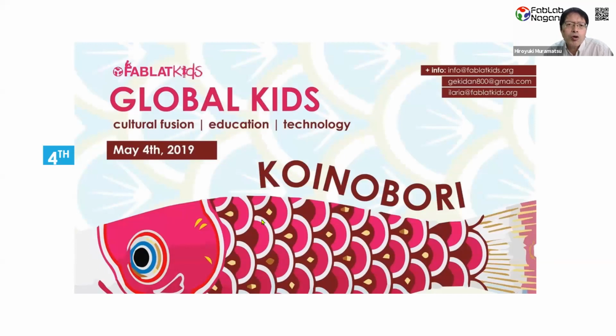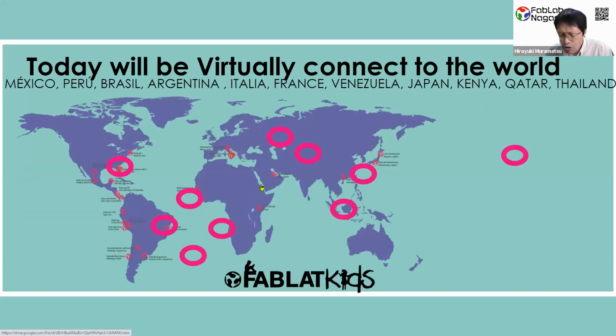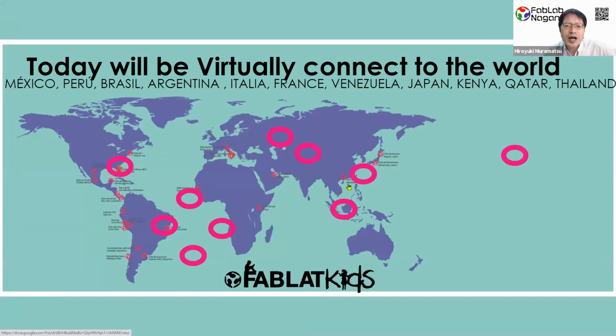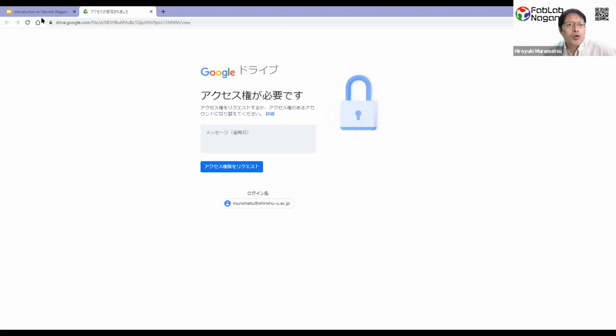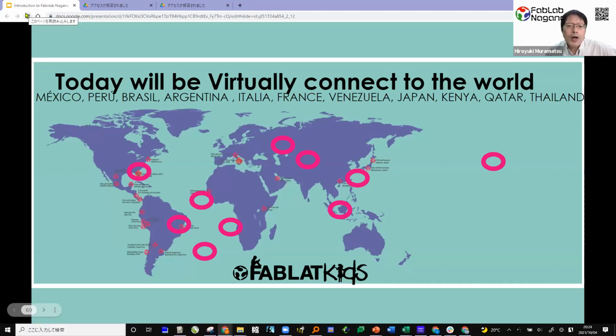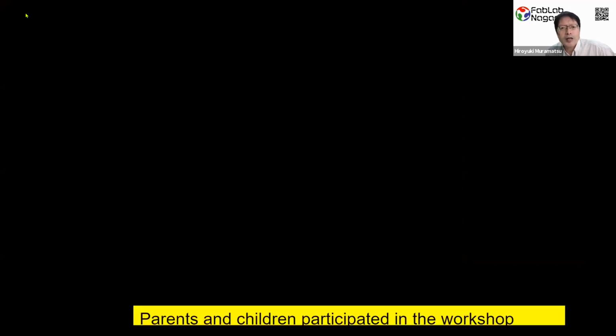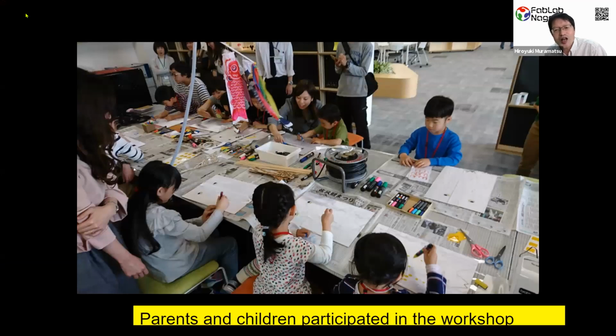Next shows the global kids program. In Japan we have koinobori. Japanese kids celebrate by creating koinobori, big fish-shaped models hung in the sky, and this happens in many countries. The workshops are held in facilities such as city libraries. Fun activities, and parents and children enjoy this workshop.